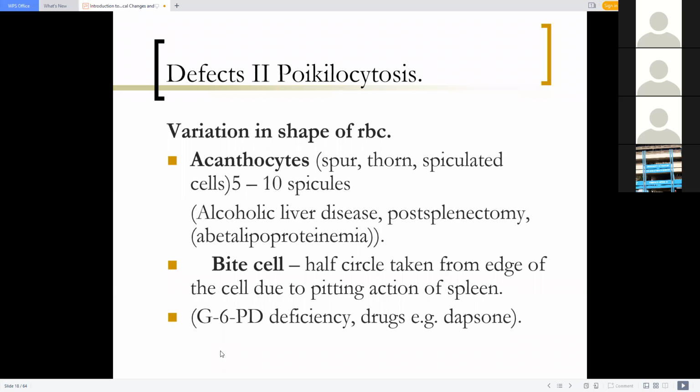G6PD deficiency gives you a hemolytic anemia. It's going to be one of the topics that you will handle when you're doing hemolytic anemias in the third year. Again, bite cells may be seen as an effect of various drugs like dapsone. Dapsone is a drug that is used in treatment of leprosy, and it can give you bite cells, all right? So a bite cell is a poikilocyte, and when you see a bite cell, we say, oh, could this be a G6PD deficiency, or could this patient be on drugs like dapsone, all right?